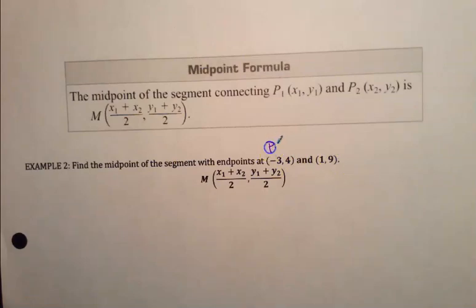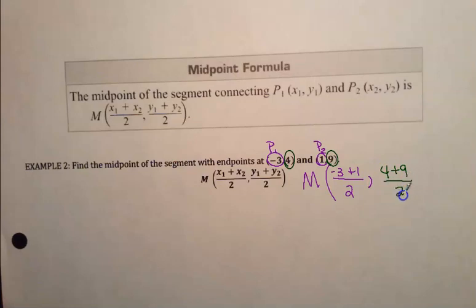Okay, so again, we have 2 points, P1 and P2. So our midpoint is going to be our x1 plus our x2. So -3 plus 1. I apologize for that. I didn't silence my phone before I started. Okay, so -3 plus 1 divided by 2. Those are our x values, comma. And now we're ready for our y values. We're going to have 4 plus 9 divided by 2.